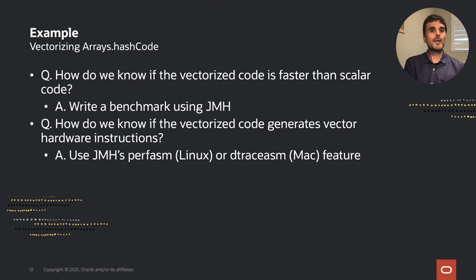So what I'm going to do now is dive into an example of vectorizing Arrays.hashCode. Two common questions we get when people are experimenting with the Vector API are: how do I know if my vectorized code is faster than my scalar code? Or, how do we know if the vectorized code generates vector hardware instructions? This is especially true when you're dealing with experimental or incomplete implementations; it's easy to fall into gaps where we haven't fully optimized yet, and the developer needs to know that. For the first question, you write a JMH benchmark. For the second question, we use JMH's integration with, say, perfasm on Linux or dtraceasm on Mac to analyze the generated code and see what's produced. I'm going to show some examples of that now.